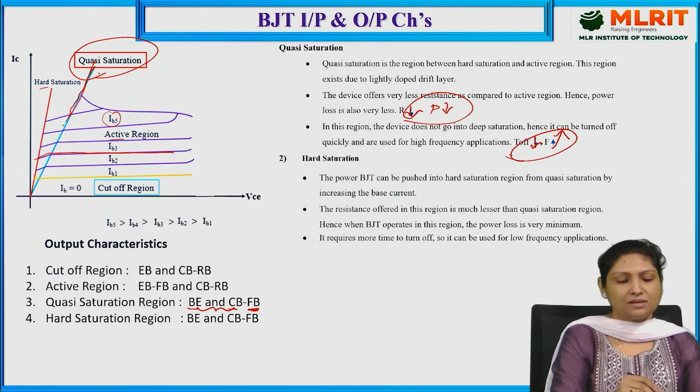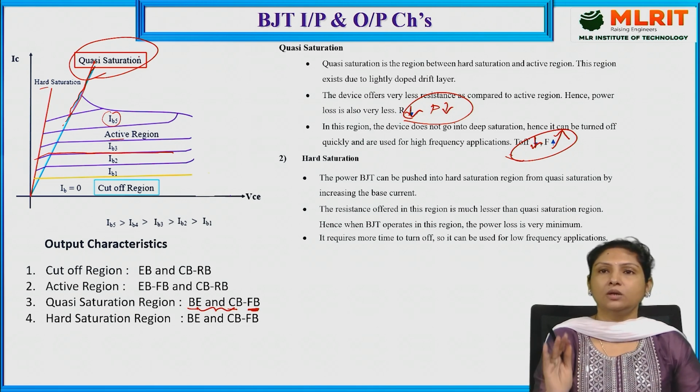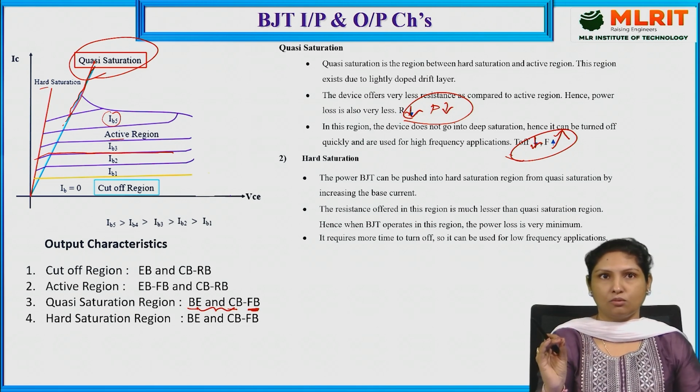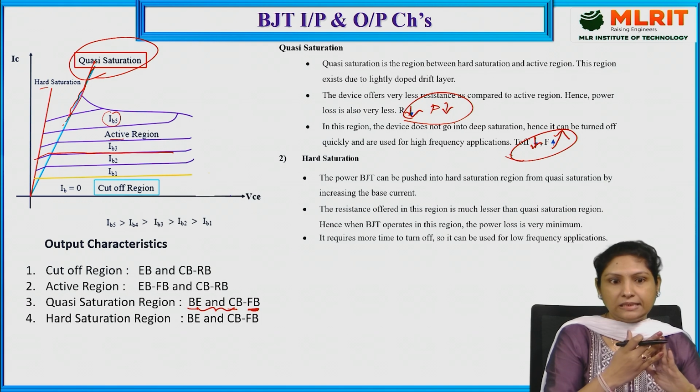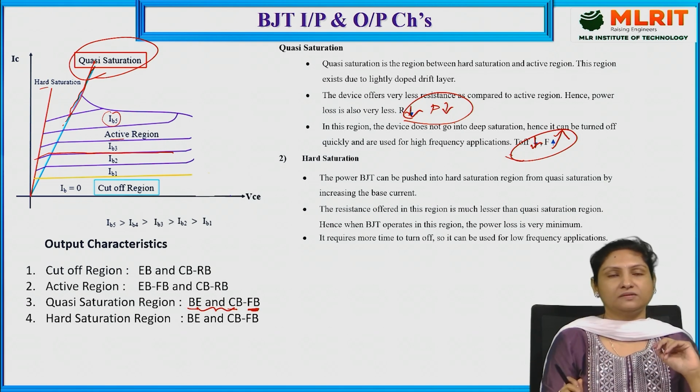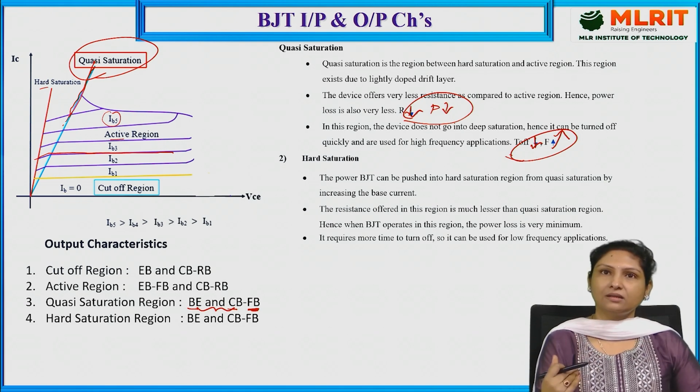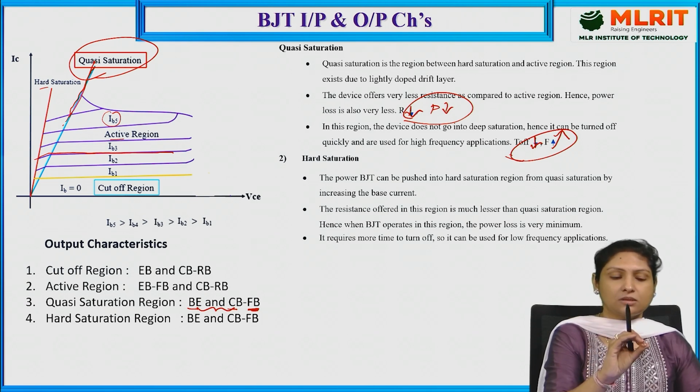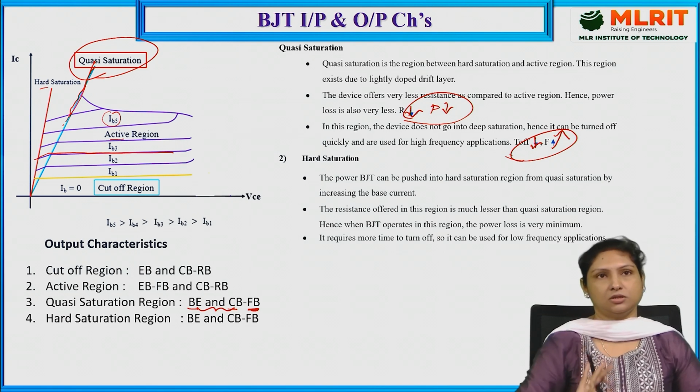So in the quasi-saturation region, it will not go into complete saturation mode. That is the reason it is easy to bring the transistor into the off state. That is the only reason why we can use this particular transistor in quasi-saturation mode for high frequency applications as well as for low power rating applications.